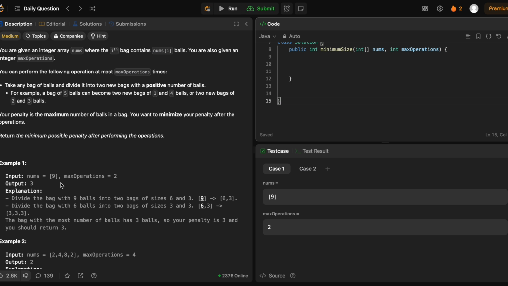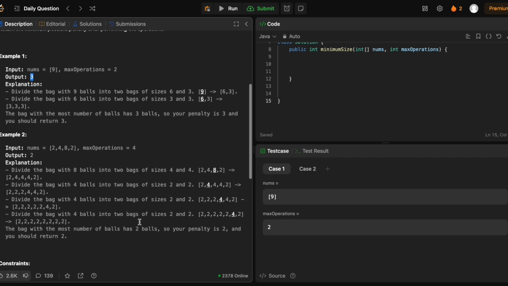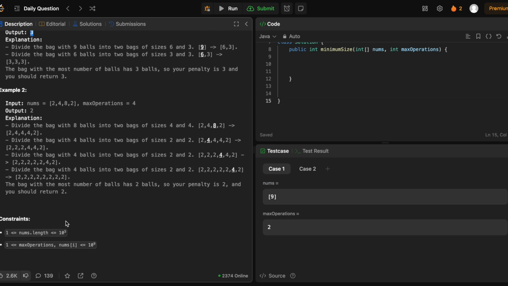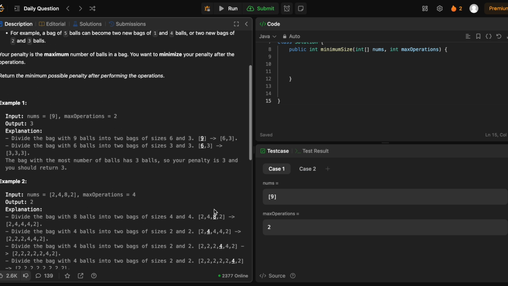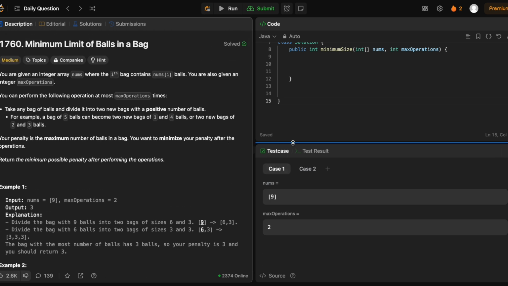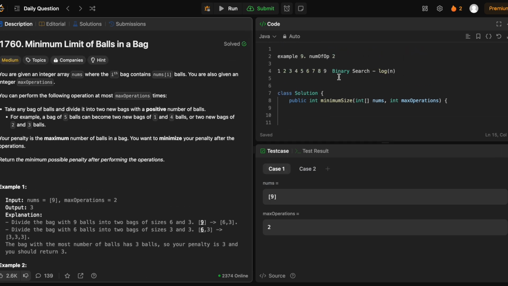The example is nums = [9], maxOperations is 2, and our output is 3. In this case we split the bag of 9 into 6 and 3, and then 6 into 3 and 3. The constraints are 1 to 10 to the power 5, and maxOperations 10 to the power 5, which is not really important in this question.